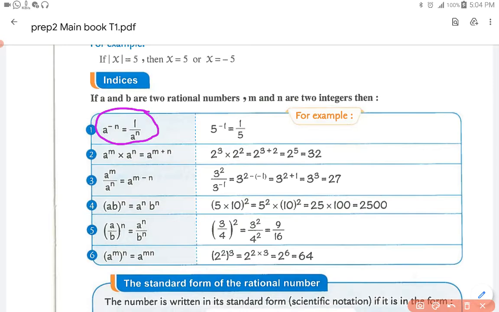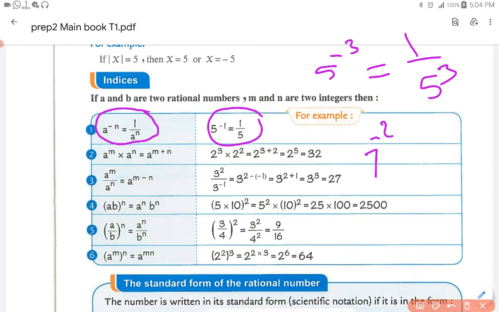Like 5 to power negative 1, it will be 1 over 5. 5 to power negative 3, it will be 1 over 5 to power 3. 7 to power negative 2, it will be 1 over 7 to power 2. This okay?